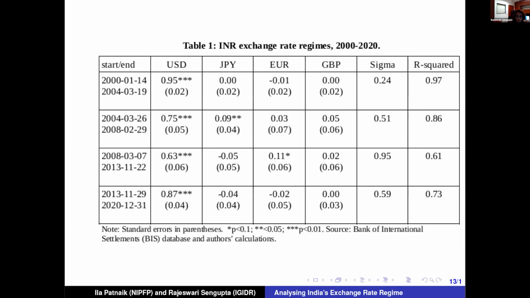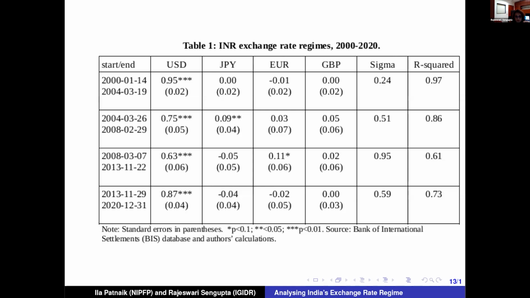Then we move on to the post-GFC regime, which is 2008 to 2013. Once again, the beta coefficient of the dollar is even lower, it's the lowest in the sample. The R squared is also the lowest in the sample, and the error variance is the highest, indicating that this was one regime out of the 4 when the rupee exchange rate was in a flexible regime, relatively the most floating regime that we can find in the data.